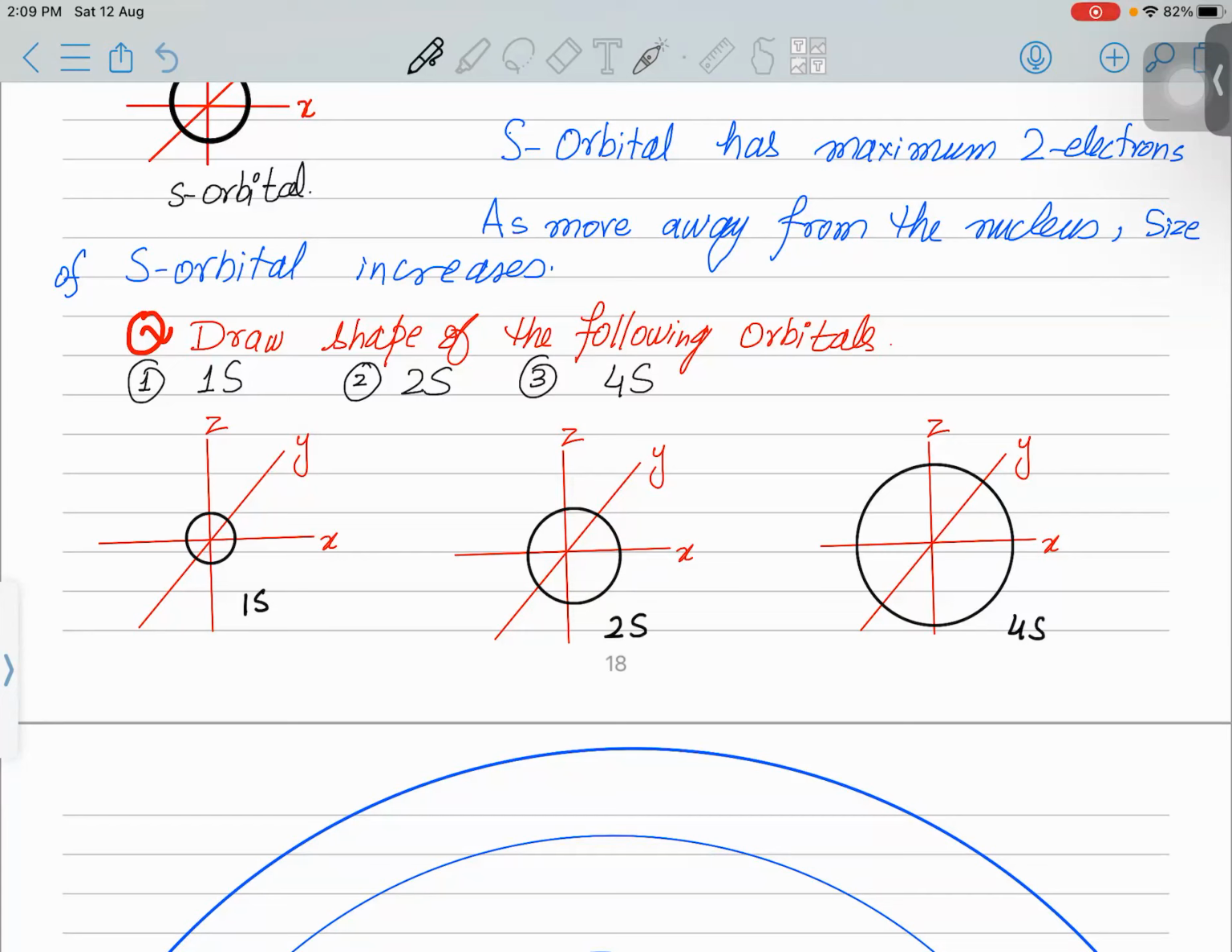Are you getting this point or not? Yes, sir. Sir, should the drawing be to scale? No need to, it should not be on scale. It's a rough diagram, right?